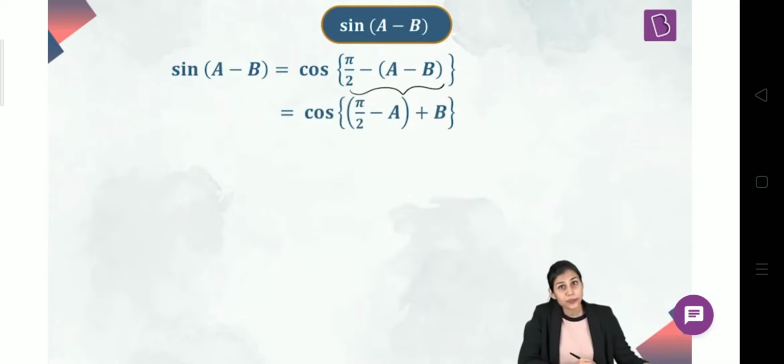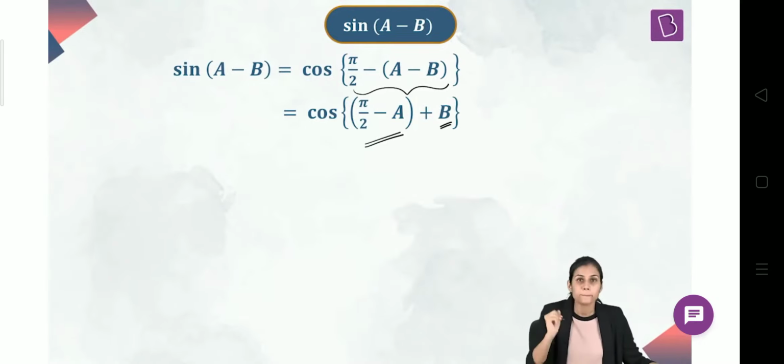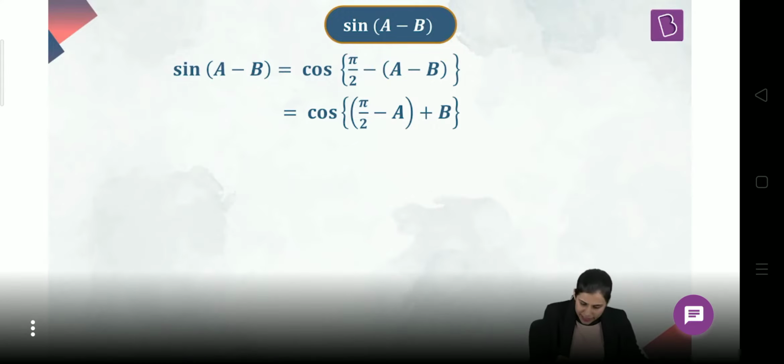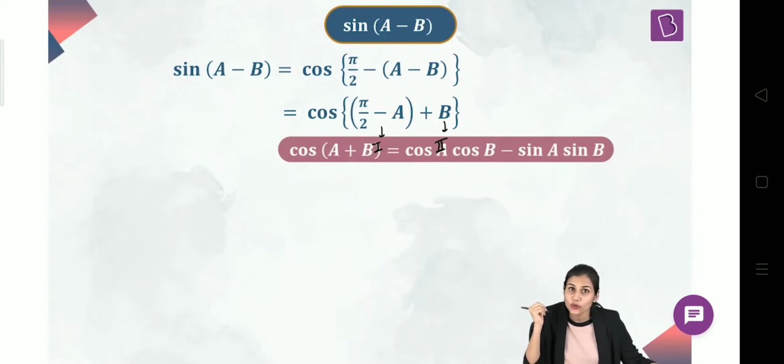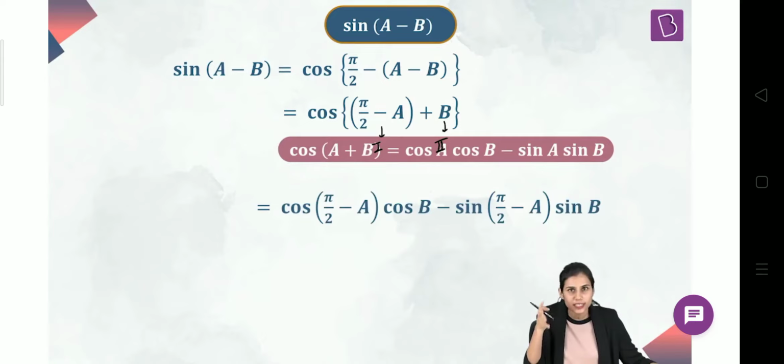I am going to deliberately write it as 90 minus A as one angle plus B. So in here, this is acting like my first angle, this is acting like my second angle. So what do I have? I have the cosine ratio of the sum of two angles, which I know is what? Cos of first into cos of second minus sine of first into sine of second.